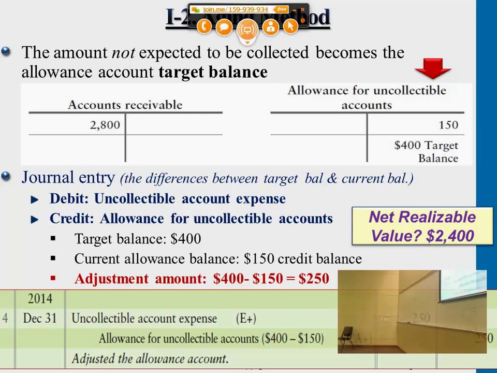So after this estimation, again, for net realizable value, we're just using the 400, subtracting it from accounts receivable. Just like earlier, for allowances, any dollar amount that appears here, subtract it from accounts receivable to figure out the net realizable value. So this part is the same as percent of sales. Meaning altogether, we're expecting to collect $2,400 of accounts receivable on time from all of the customers.